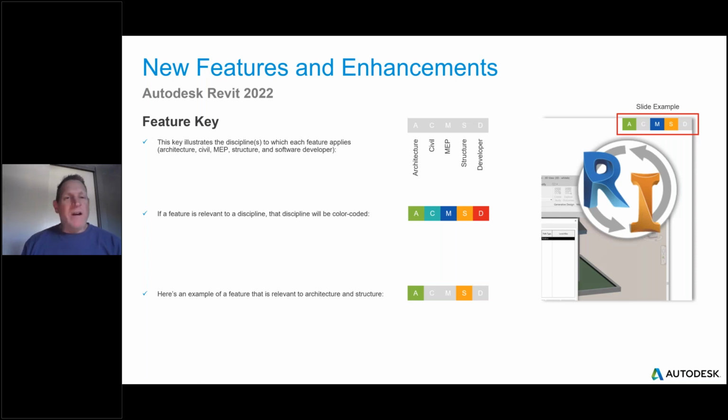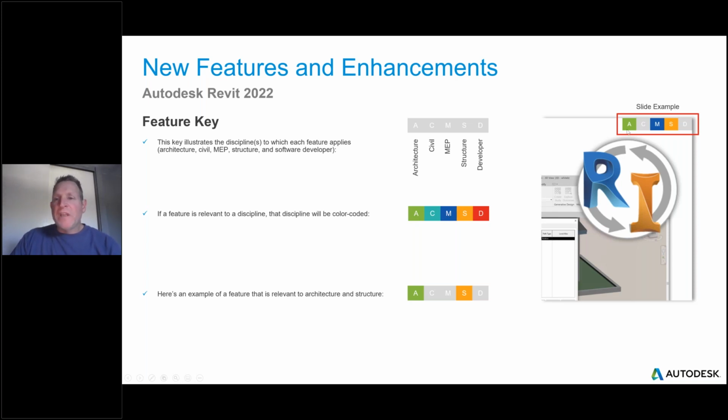Okay. All right. So one other slide to cover before we jump into this. In the slide deck, there's a little feature key that'll be up in the top right-hand corner of the slides, which basically shows, for whatever feature is being shown, what discipline we feel would most benefit, right?